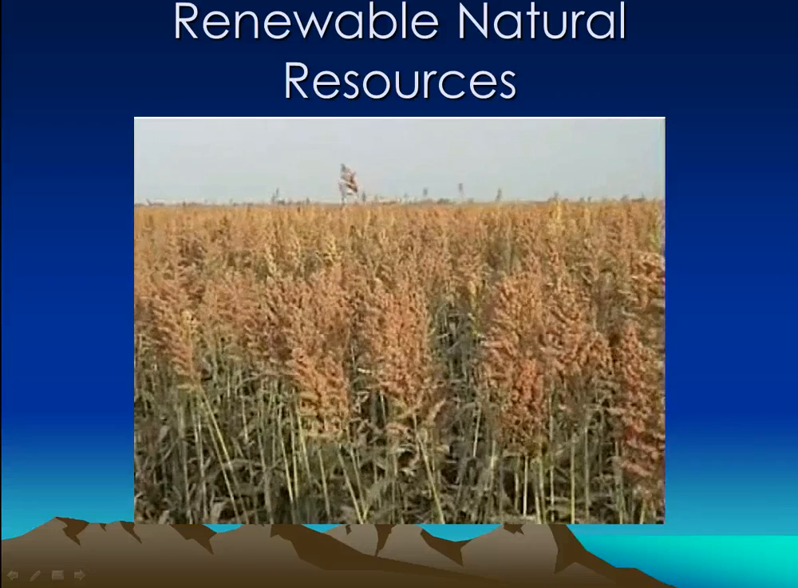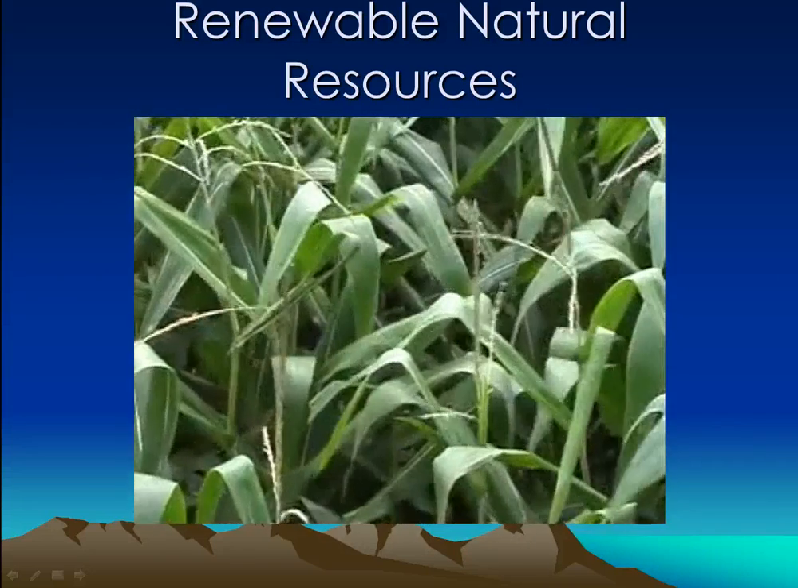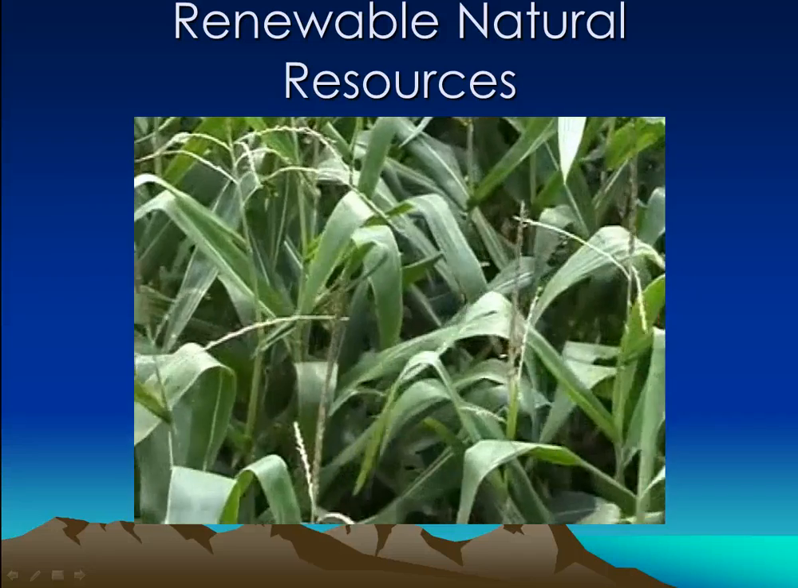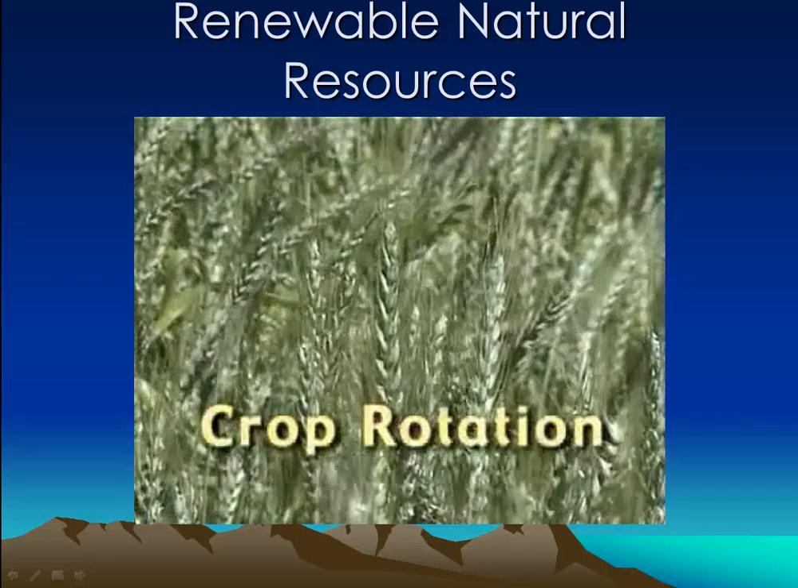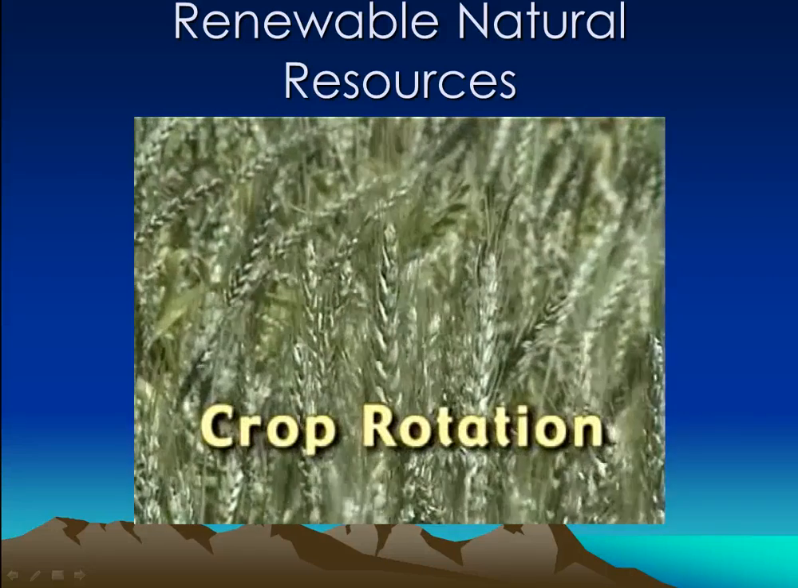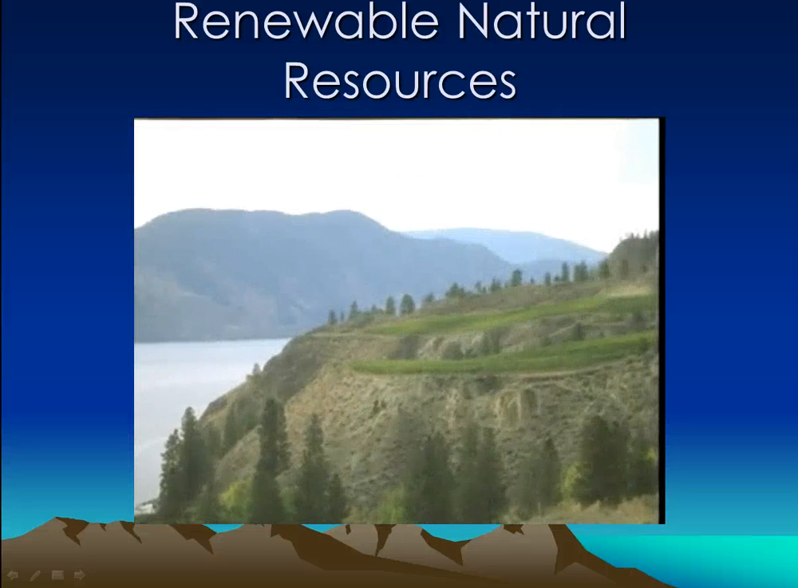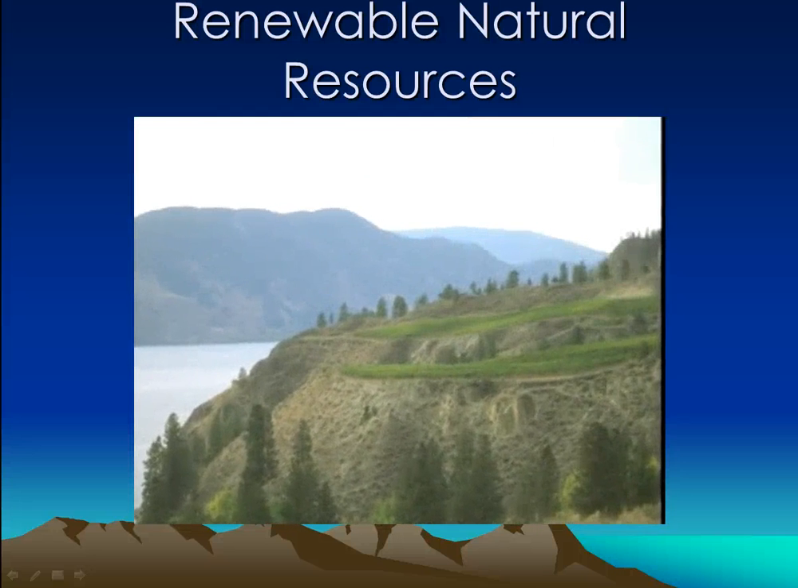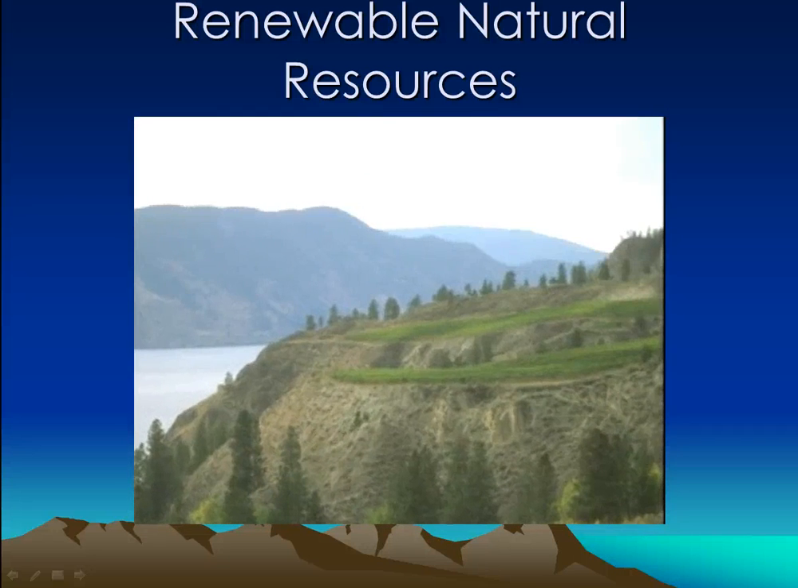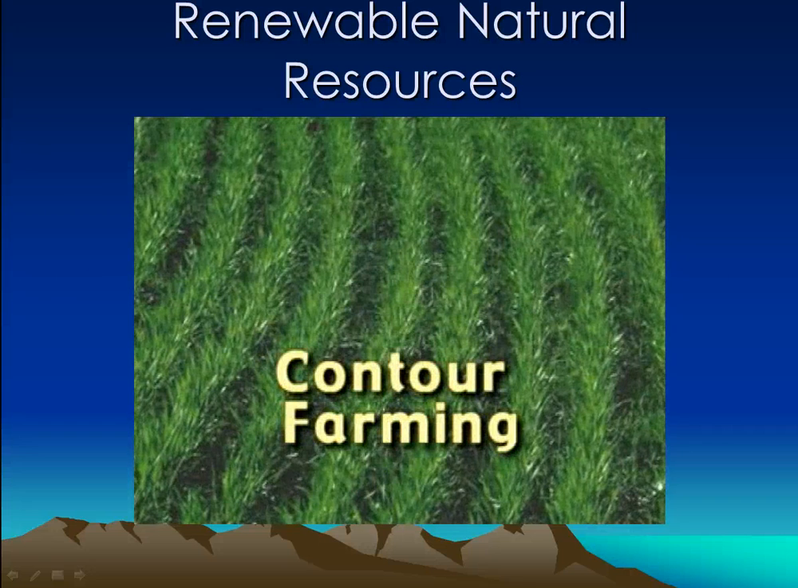Farmers can help conserve soil by planting different crops each year to help put nutrients back into the soil. This is called crop rotation. Farmers can also plant along slopes in the soil to keep soil from washing down hills. This is called contour farming.